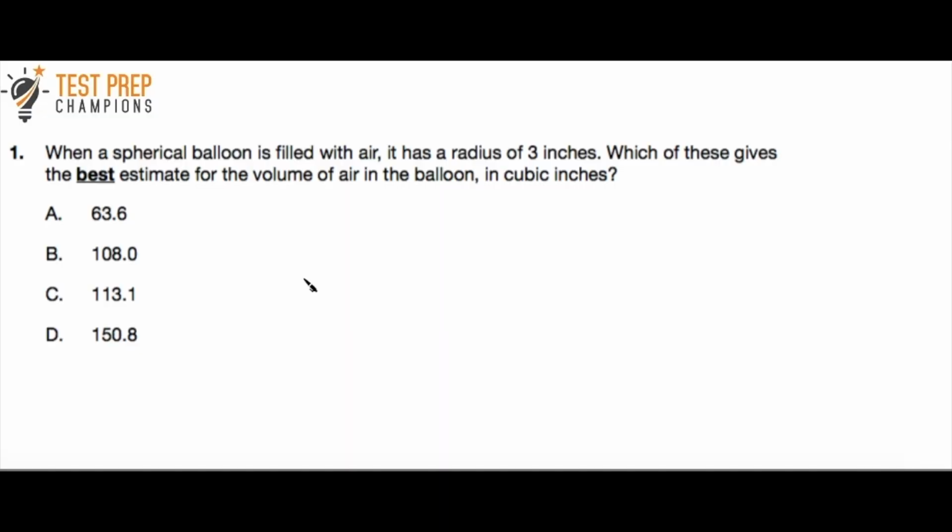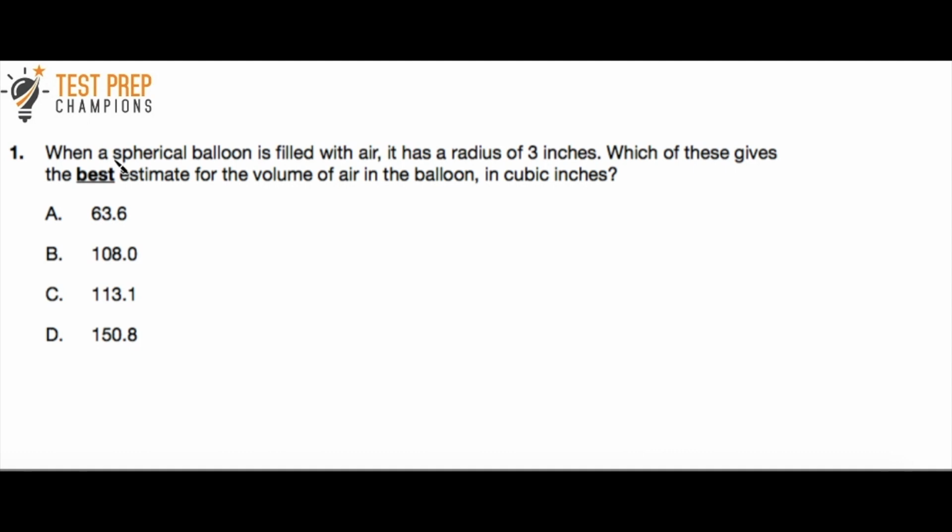Okay, question 1. When a spherical balloon is filled with air, it has a radius of 3 inches. Which of these gives the best estimate for the volume of air in the balloon in cubic inches? So go ahead, pause the video, try to figure this out, and then we'll go over it. Okay, so let's go over this.